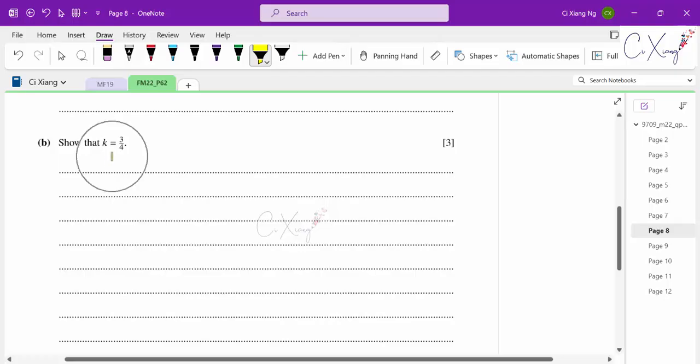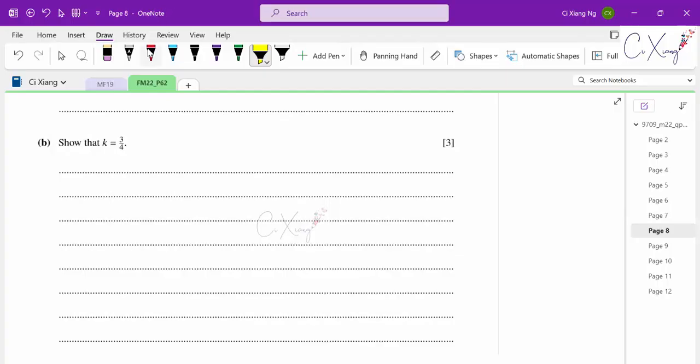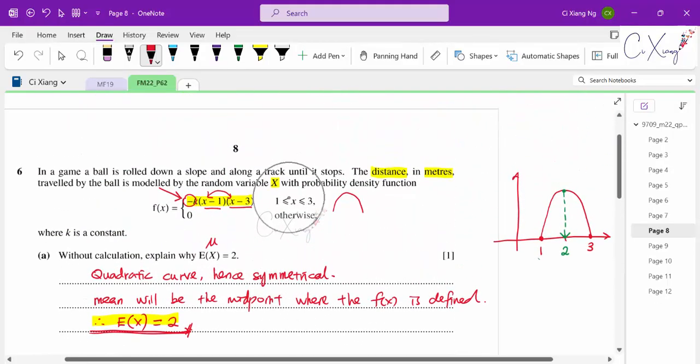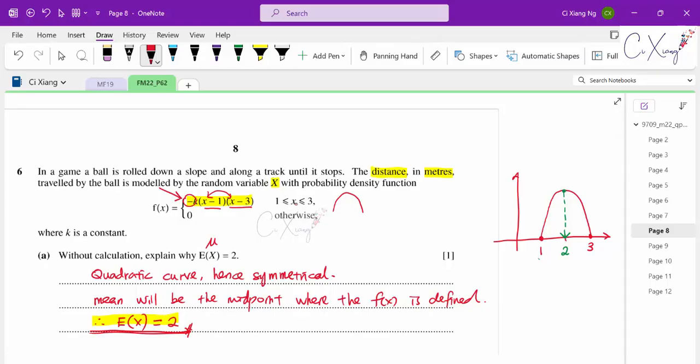They want you to show that k equals 3 over 4. Right, so to show that k equals 3 over 4, we want to use the basic concept also about the continuous random variable, where if I integrate from negative infinity to positive infinity for the function f(x), right, it will always equal 1. That means the area under the graph is always equal to 1 because your total area cannot be more than 1, right? Okay, then the negative to positive infinity here basically means the values of x that the function is defined. So for our case here will be from 1 until 3, right?